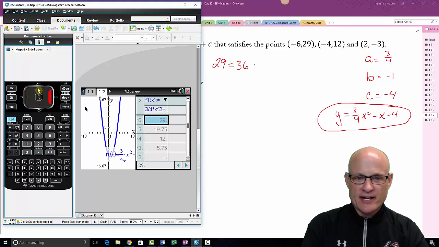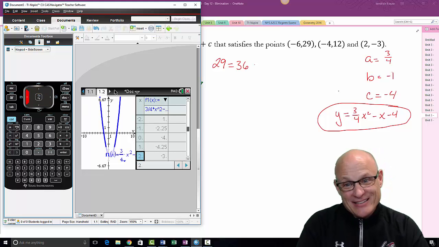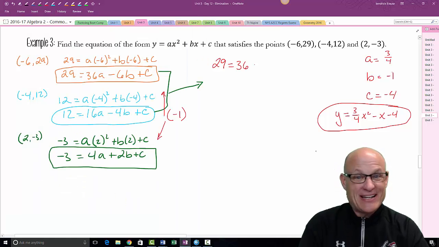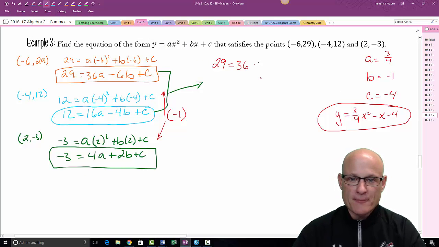And I also need to find negative 4, 12. Oh, there it is, negative 4, 12. And 2, negative 3. There it is, 2, negative 3. So hey, okay, so it's weird. So when I end up finding A, I'm going to end up with a fraction. That's not a lot of fun. But that's okay, we'll be all right.